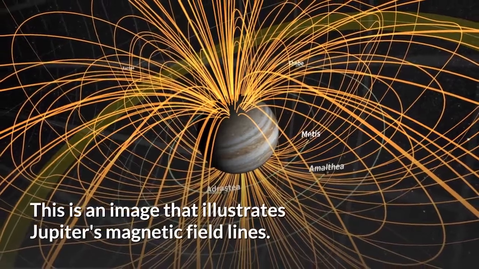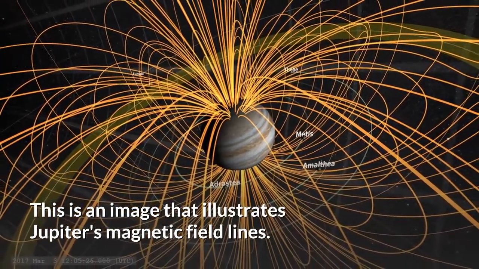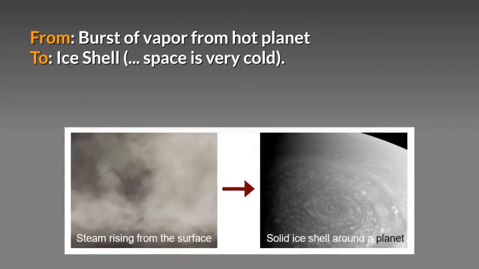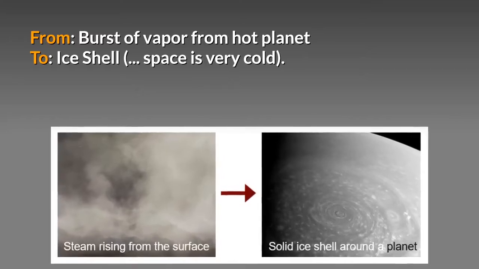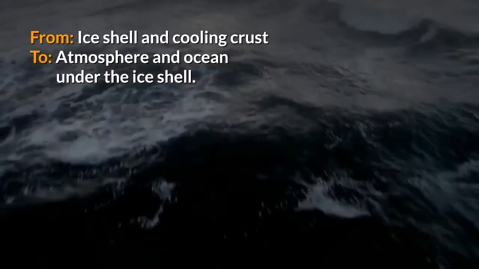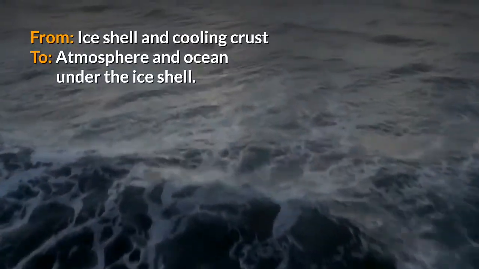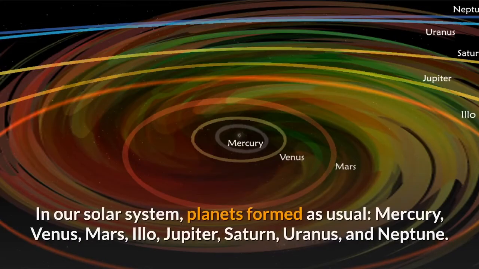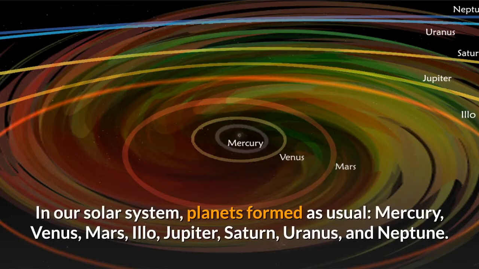This is an image that illustrates Jupiter's magnetic field lines. From burst of vapor from hot planet to ice shell. Space is very cold. From ice shell and cooling crust to atmosphere and ocean under the ice shell. In our solar system, planets formed as usual: Mercury, Venus, Mars, Io, Jupiter, Saturn, Uranus, and Neptune.